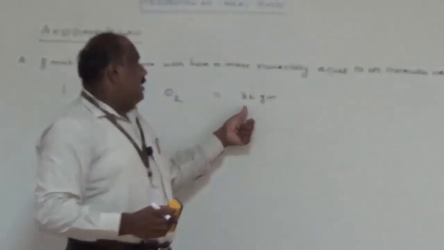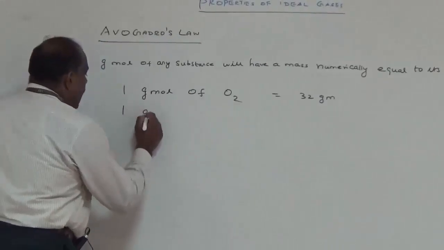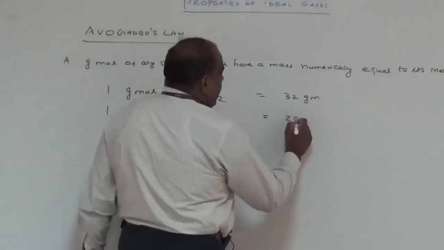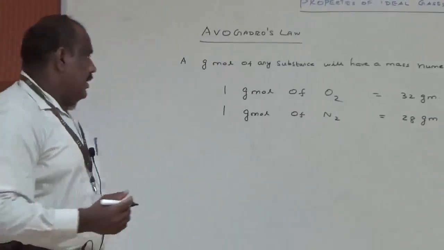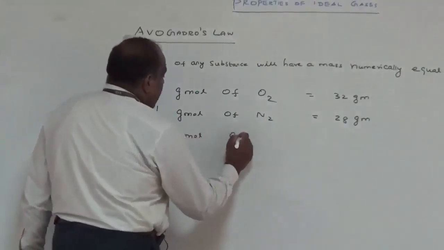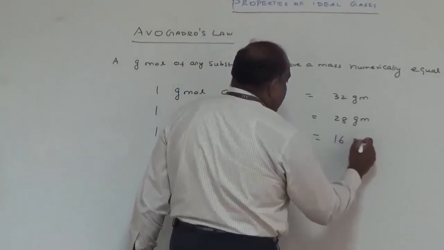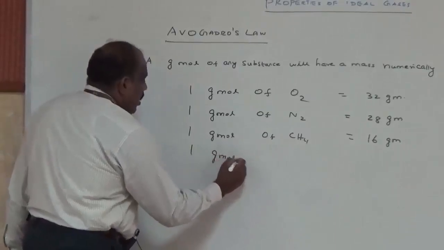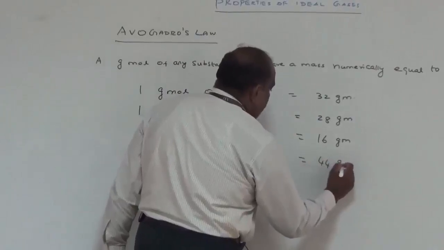We know that the molecular weight of oxygen is 32 because it is diatomic. Similarly, 1 gram mole of nitrogen will be equal to 28 grams of nitrogen because the molecular weight of nitrogen, as we just saw, is 28. Similarly, 1 gram mole of methane will have a mass of 16 grams. Just now we derived 16 grams. Similarly, 1 gram mole of carbon dioxide will have 44 grams of mass.